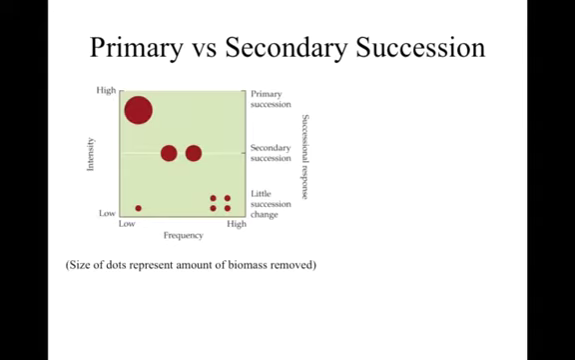I could also have a low frequency, low intensity event. That's that bottom left little circle. There's one circle and it's really little. In that case, it's not really succession. Again, that's the equilibrium state of the forest.